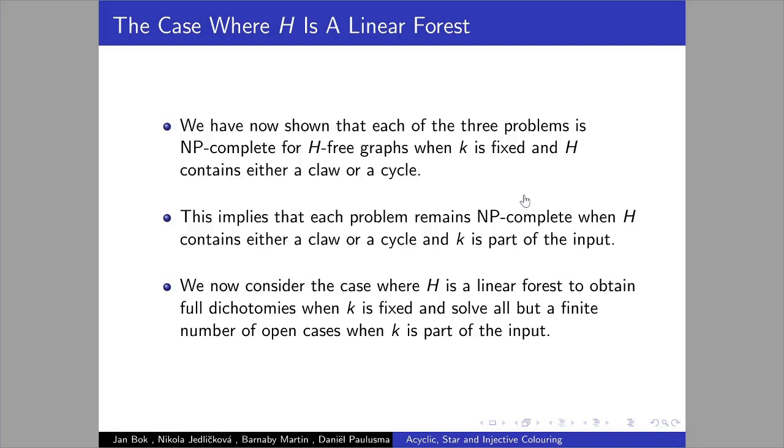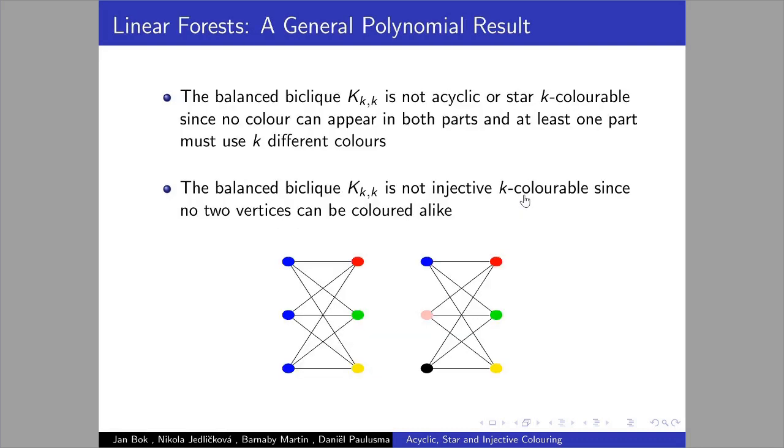So now we've covered the case of claws and cycles, we're on to the case where H is a linear forest. First we have a general polynomial result when k is fixed.